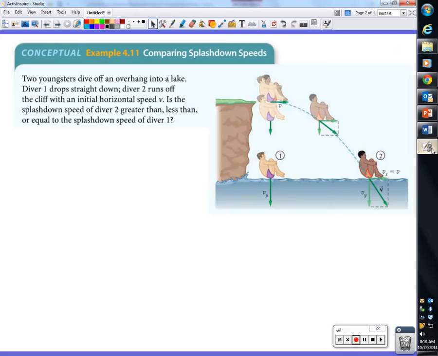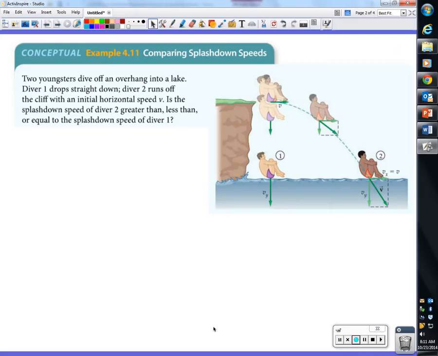But anyway, all right. It says two youngsters dive off of an overhang into a pool at the rec center, just to make sure we're being safe. Diver 1 just drops straight down, but diver 2 takes a running start, runs off the cliff with an initial horizontal speed equal to v. Is the splashdown speed of diver 2 greater than, less than, or equal to the splashdown speed of diver 1?